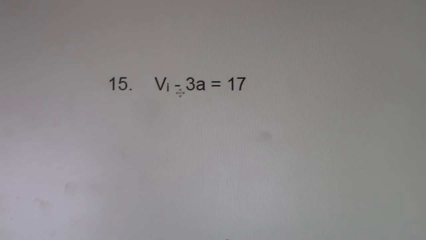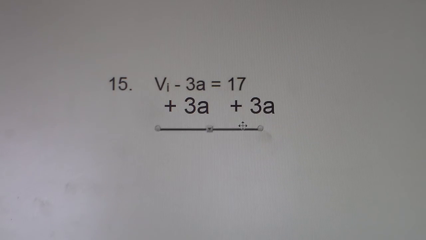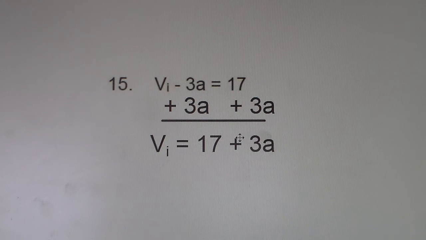The initial velocity minus 3a equals 17. We add 3a to both sides, because our goal, remember, is to get that initial velocity by itself. So we add 3a to both sides. The minus 3a and the plus 3a cancel out. So then you have 17 plus 3a. So initial velocity is 17 plus 3a.